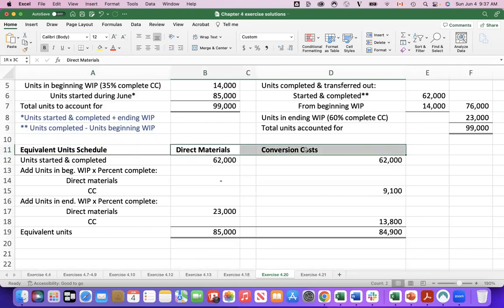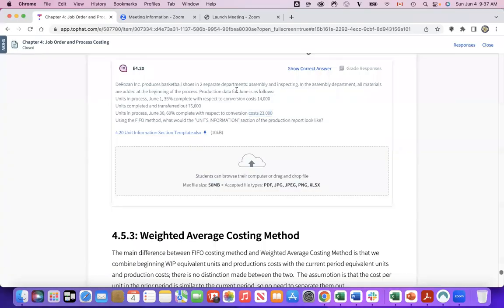Notice I'm separating them by the type of cost. I'm separating by direct material versus conversion cost because, as the question states, all materials are added at the beginning of the process. That means once I start production on a unit, they are 100% complete with respect to material. There's no more material that's going to be added later in the production process. So I can now say definitively, with respect to all the direct material costs that unit will incur, it is 100% done.